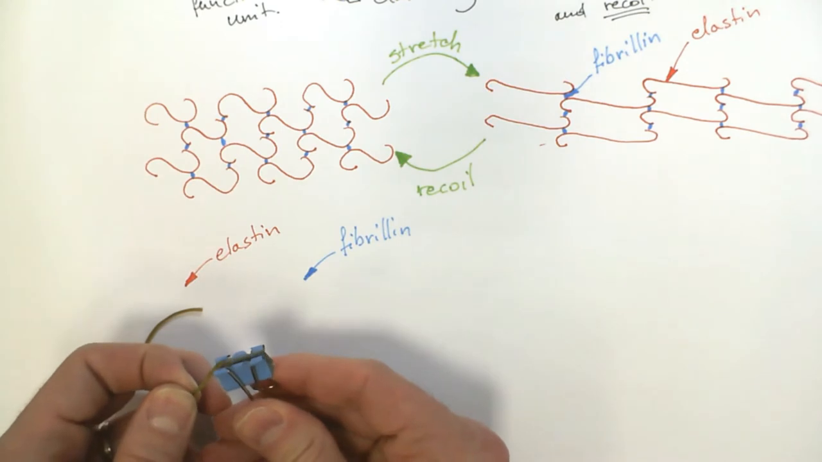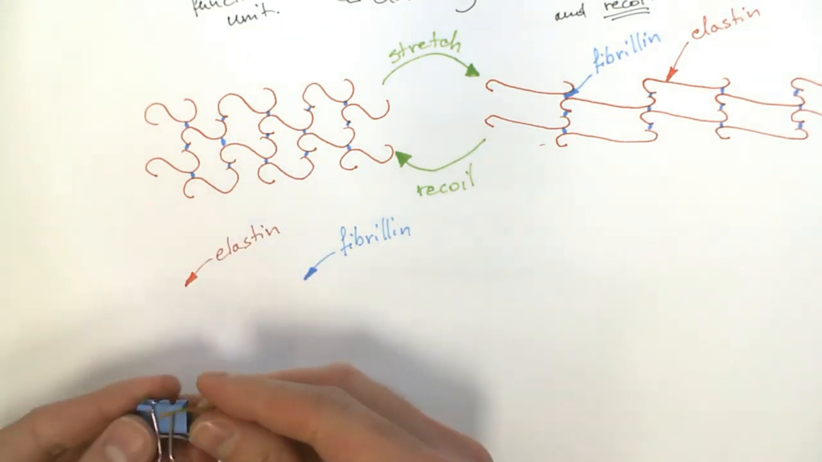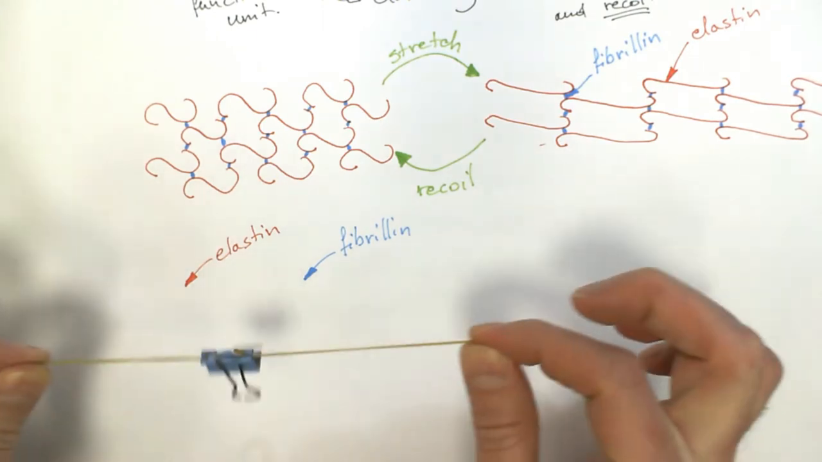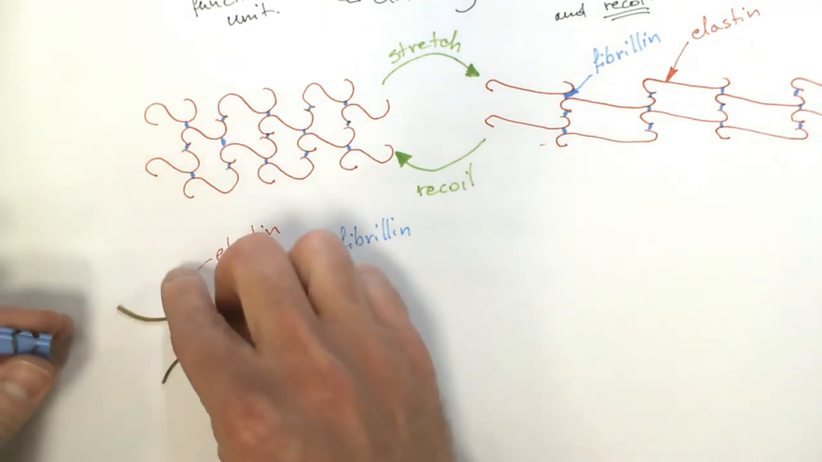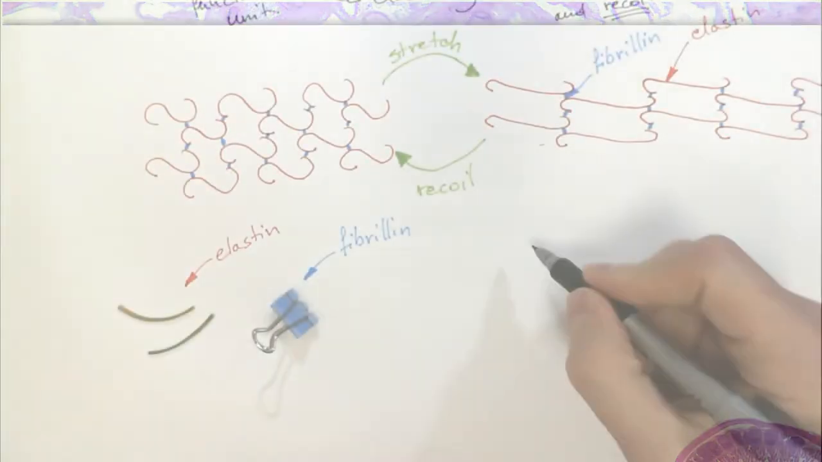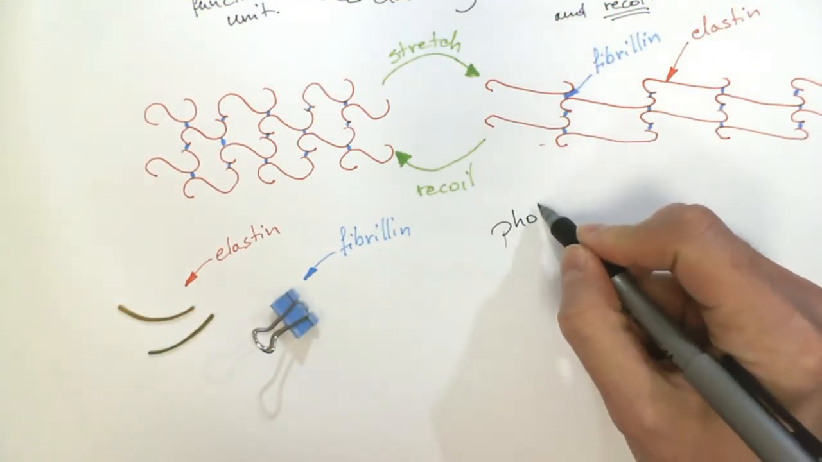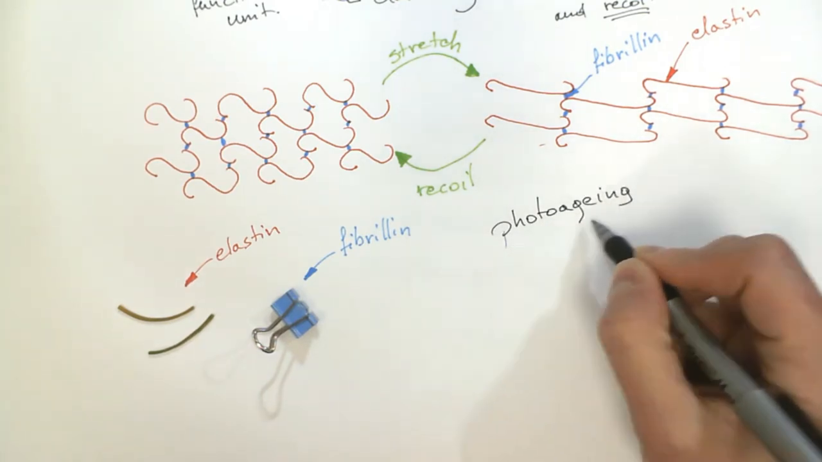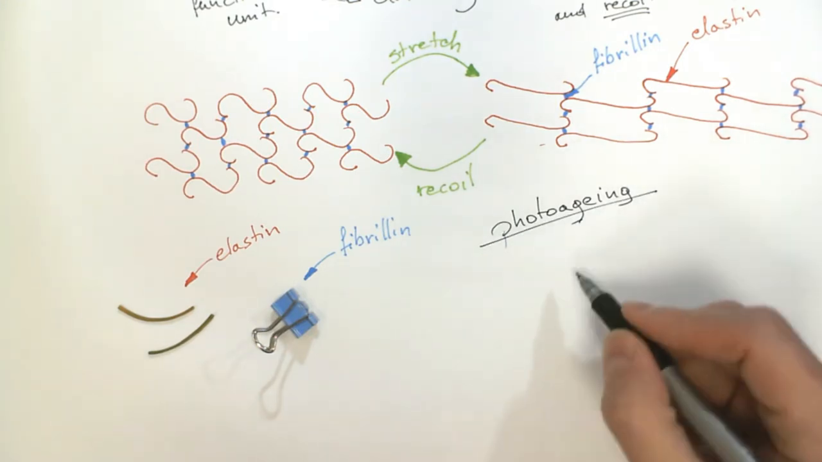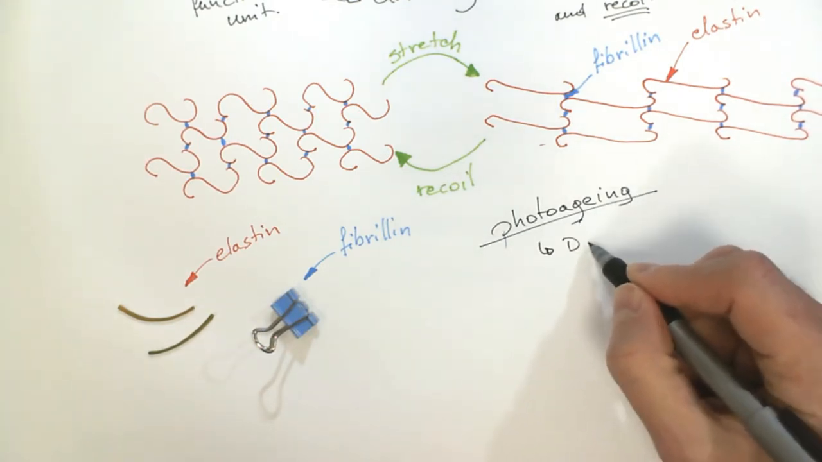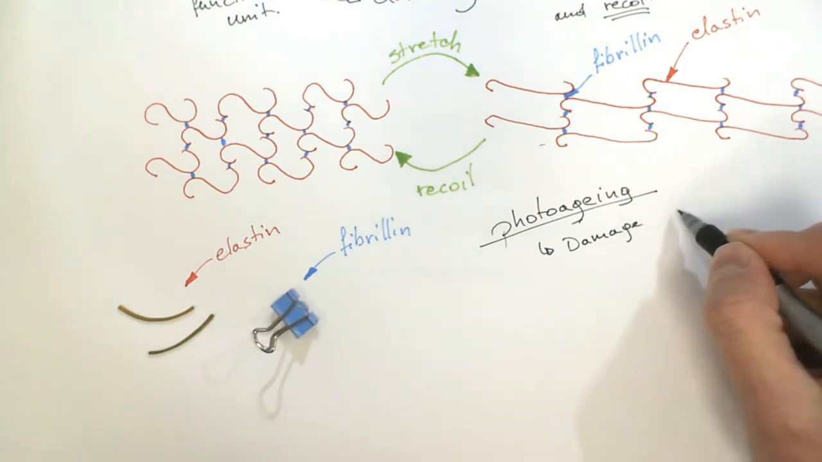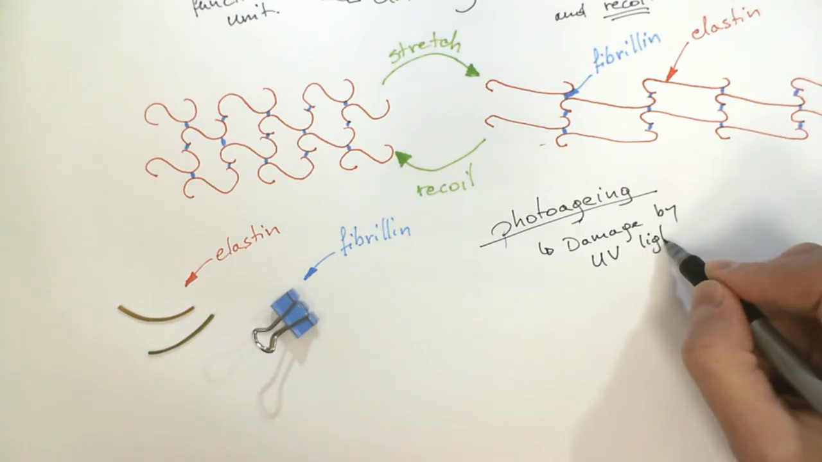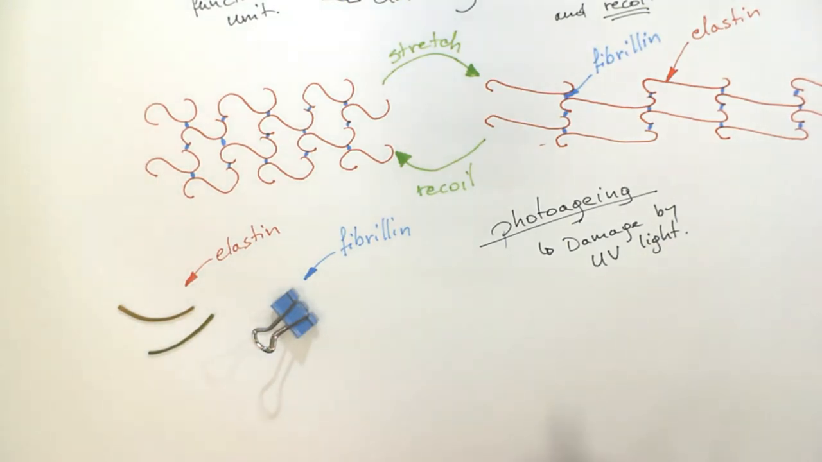Now, here's the thing about elastic fibers. Fibrillin is susceptible to something called photoaging. What is photoaging? Basically, exposure to UV light. UV light damages fibrillin.